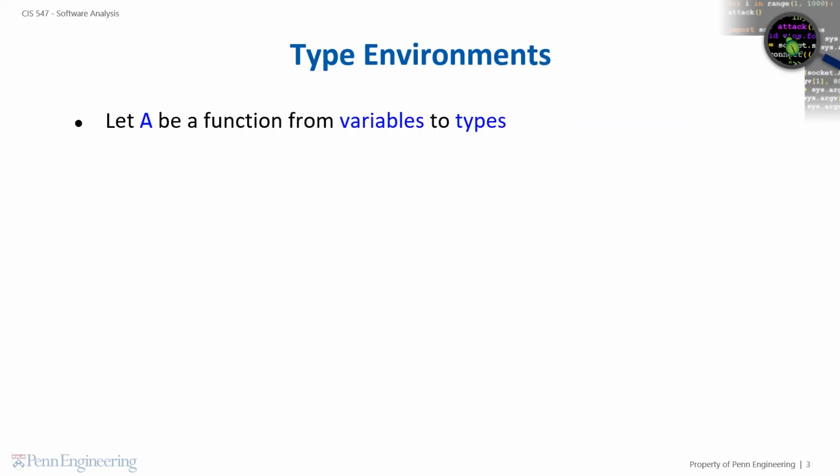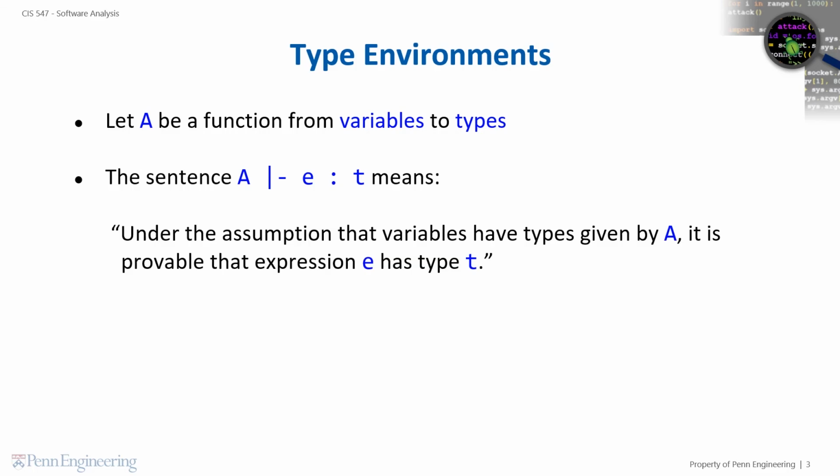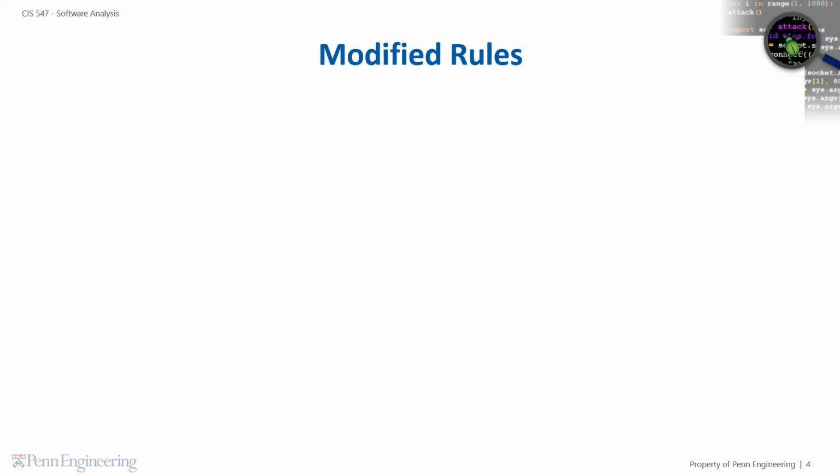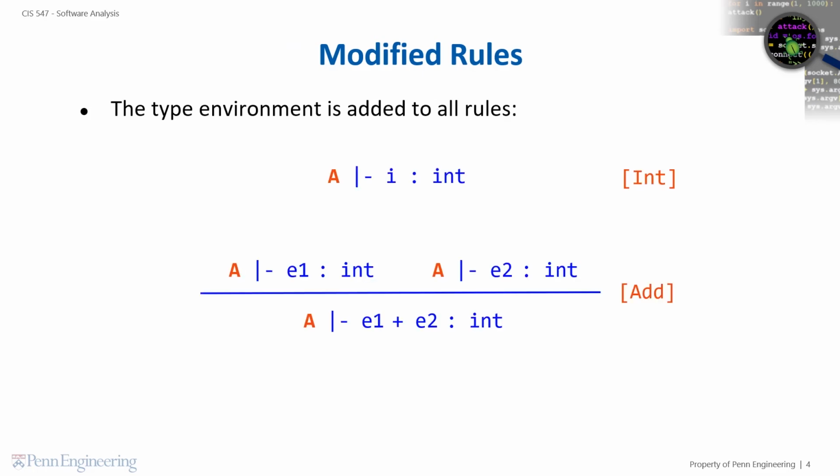Let's use the letter A to represent our environment, that is, a function from variables to types. We will use the notation A pipe hyphen E colon T to mean under the assumption that variables have the types given by A, it is provable that expression E has type T. Let's modify our previous rules int and add to include the type environment before the pipe hyphen symbol.